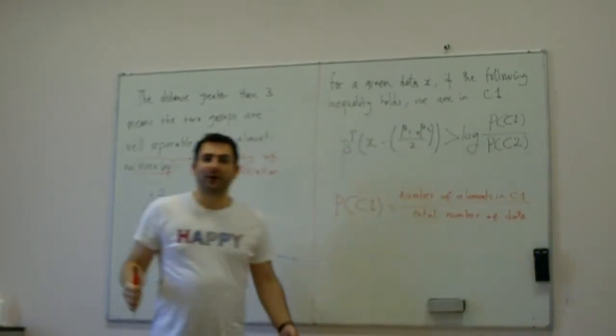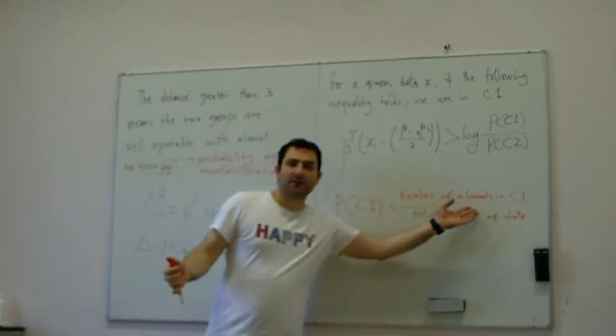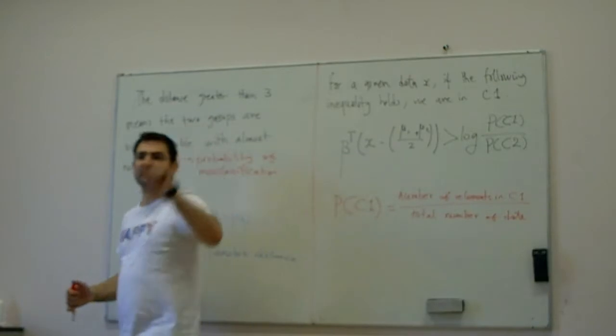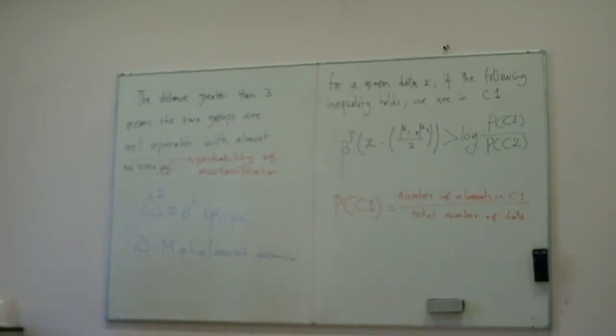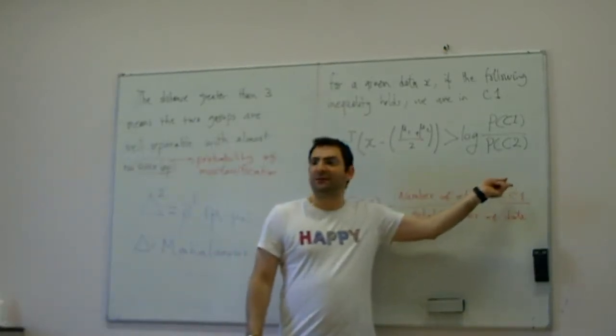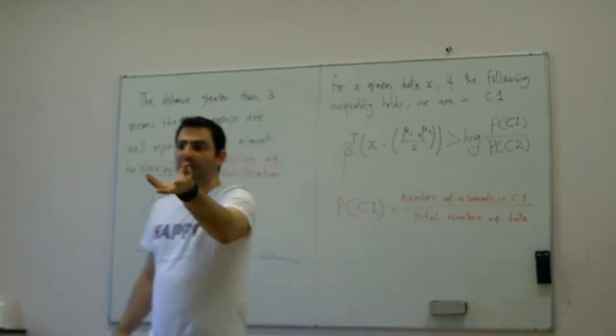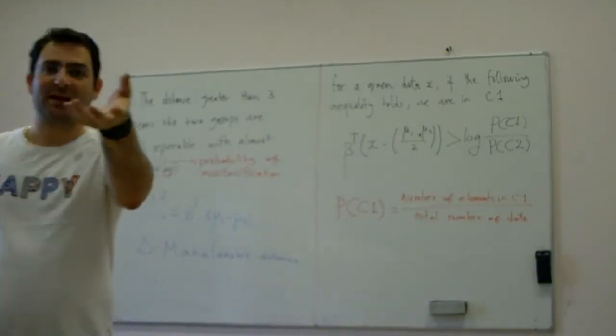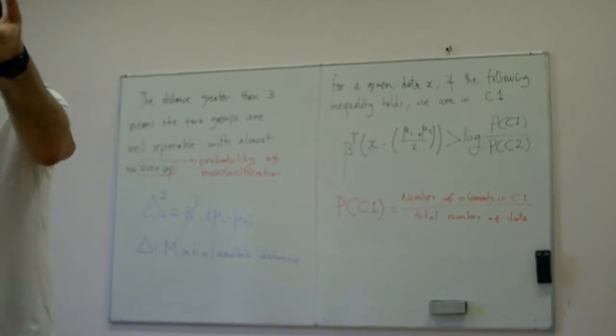If I have 100 data, 60 of them are in C1, so it means PC1 is 0.6 and PC2 is 0.4. Right? And it is very obvious. If I have more points in C1, the probability of the data that comes and goes to C1 is higher. Right?